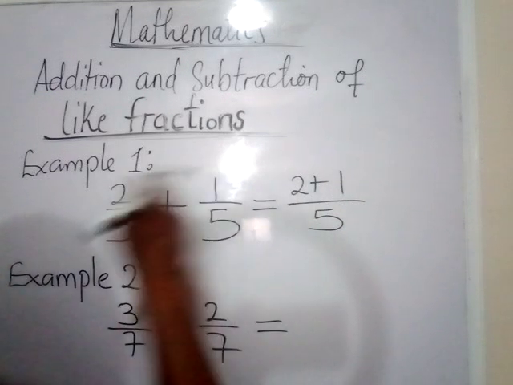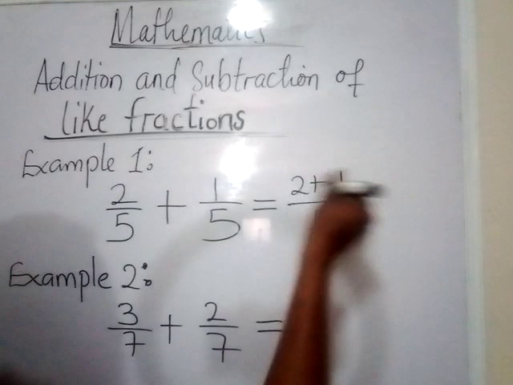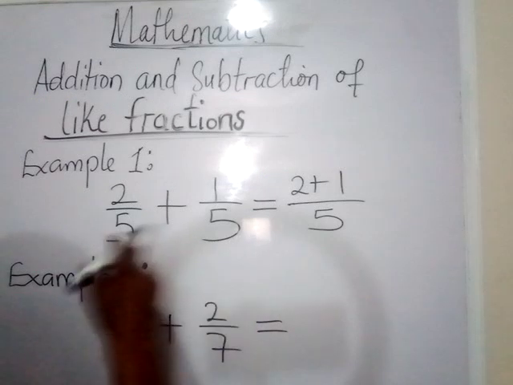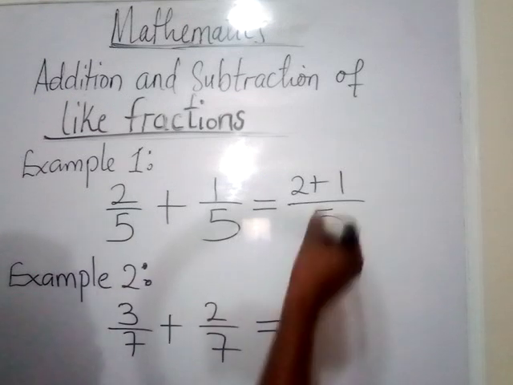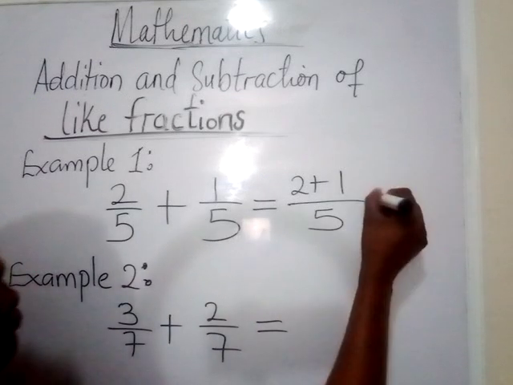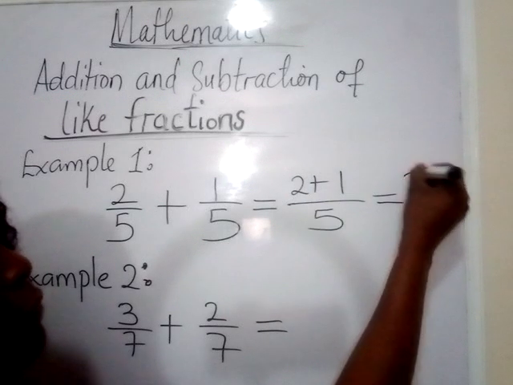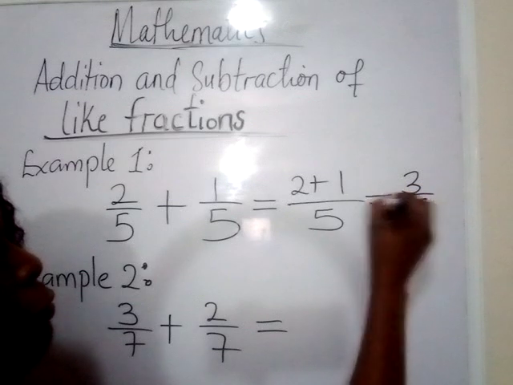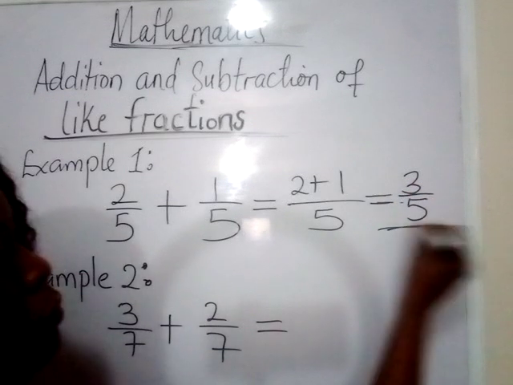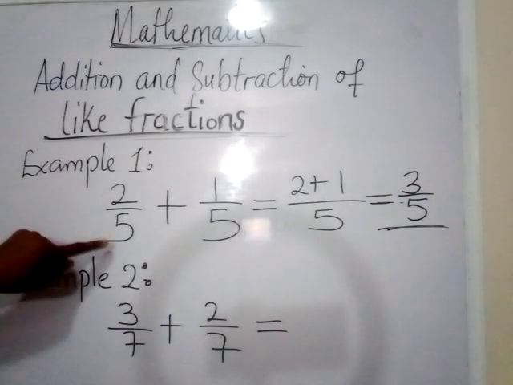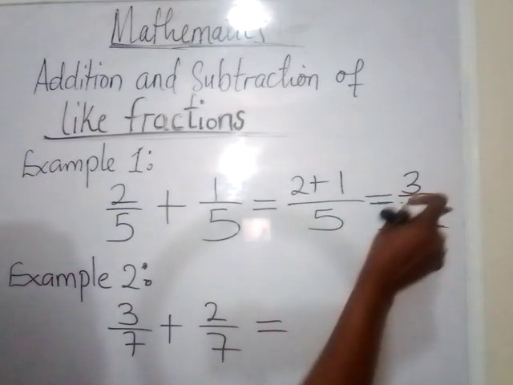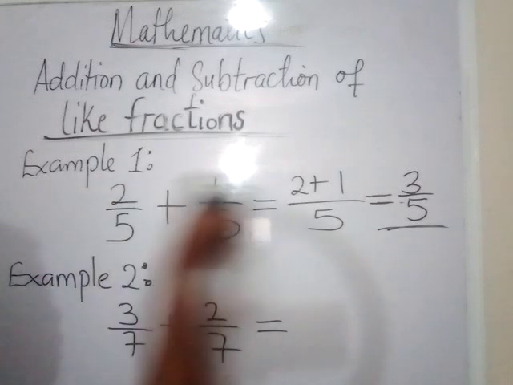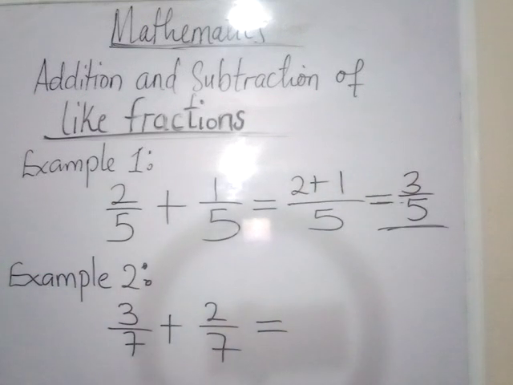Just pick out the numerators, you write them over. You just pick the denominator, the number that is common to the 2 of them, and write it out. So now you have 2 plus 1 gives you 3, and that is 3 over 5. So that means 2/5 plus 1/5 gives you 3/5. You can see it's very simple. All you need to do is add the numerators together, and you get your answer.